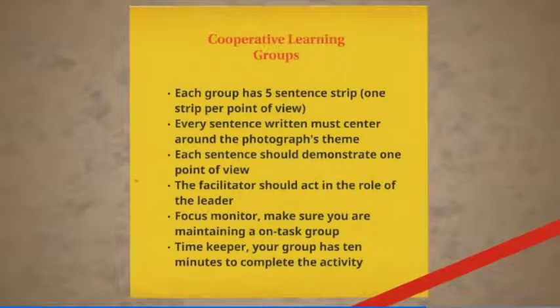So let's go over the expectations for this activity one last time. Each group has 5 sentence strips. That's 1 strip per point of view. Every sentence written must center around the photograph's theme. Every sentence should demonstrate one point of view.